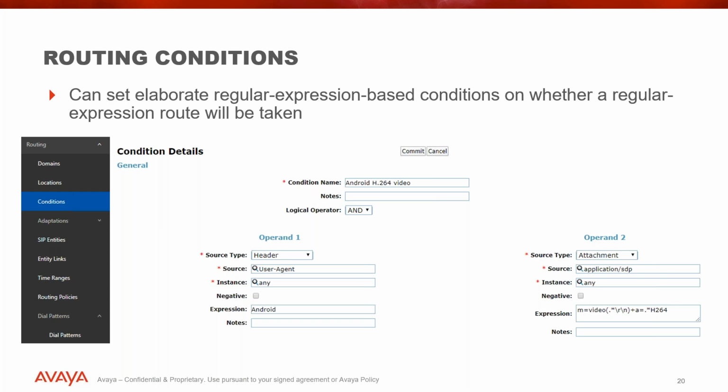SDP specifies what kind of media you want to use for this call. So if the Android endpoint that sent this invite wants to do H.264 video, it's going to match this second operand, and I can route the call differently than I would otherwise. So all my Android H.264 calls get routed one direction, all my other calls get routed a different direction. It's a very powerful concept. You can create some very complicated effects this way.